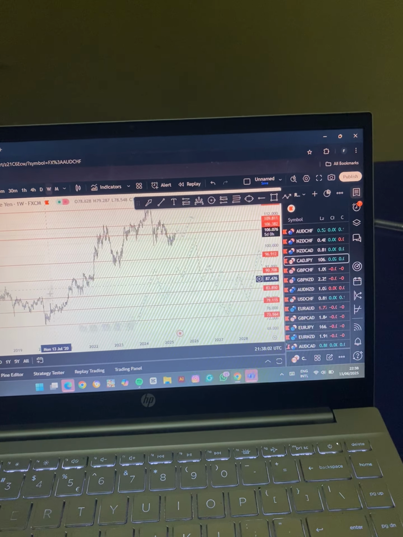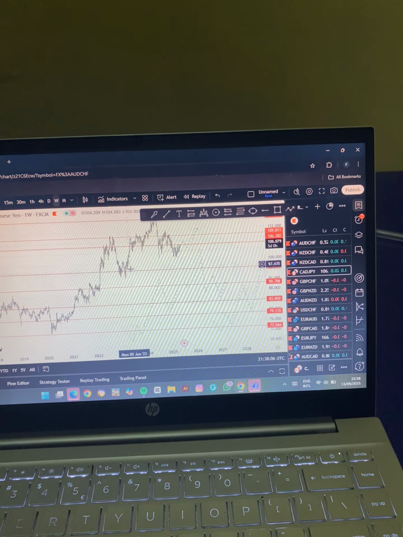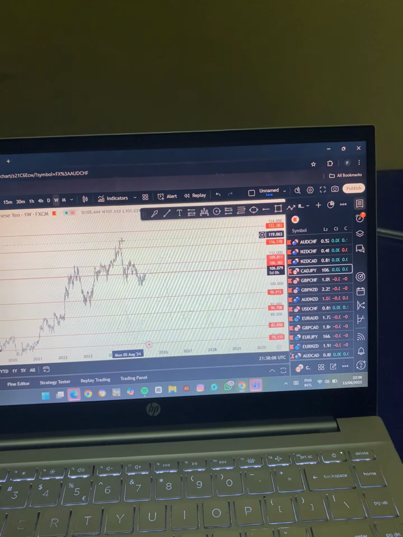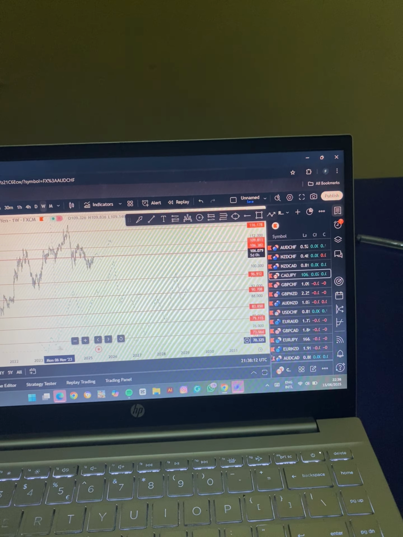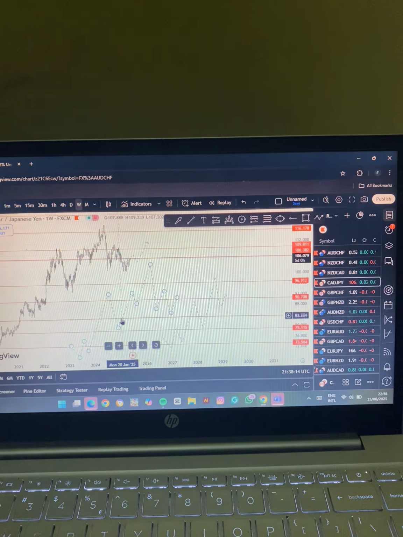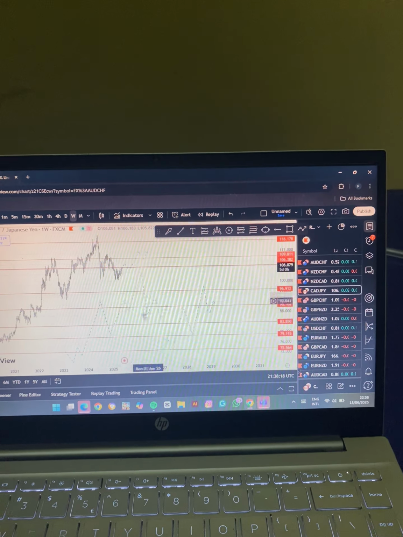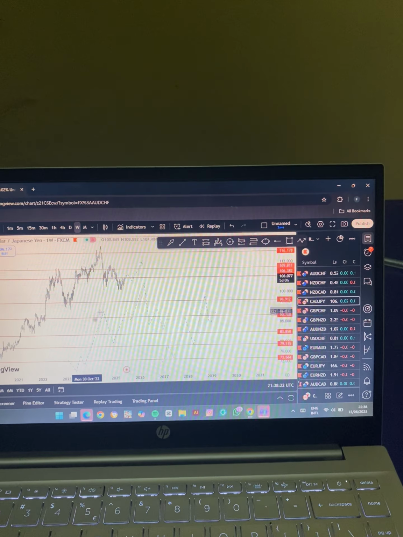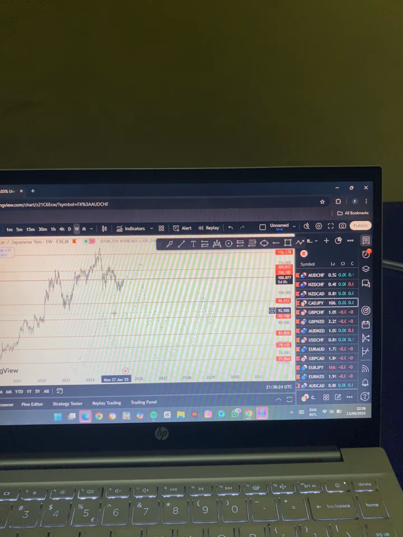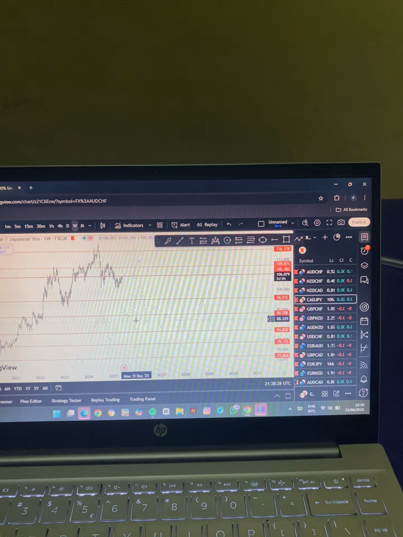From the weekly, we can see the uptrend: higher high, higher low, higher high, higher low, higher high. That's what this is. Higher high, higher low, higher high, higher low, higher. This hasn't broken this high. This is still the higher high. These two are higher highs at the same level, so this is not a higher low, higher high.